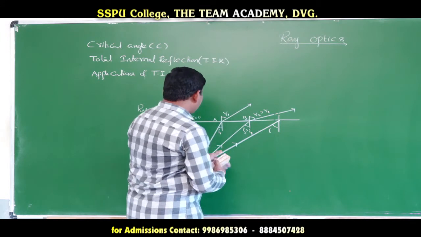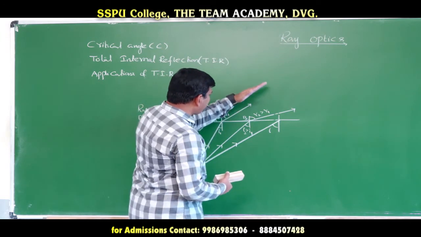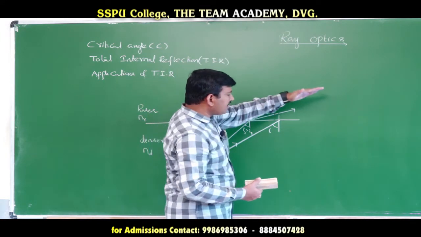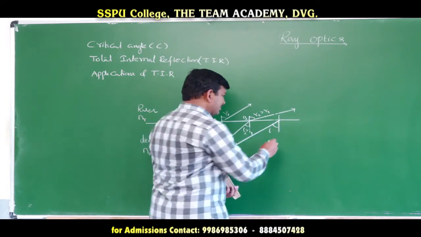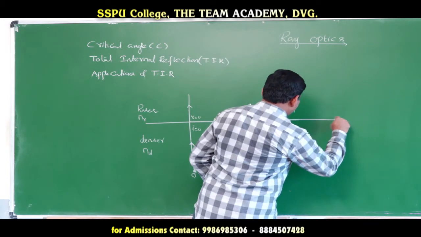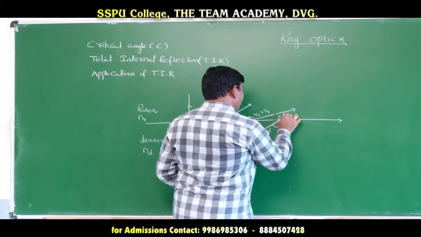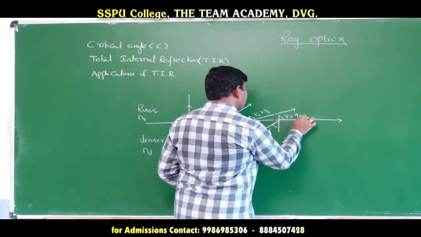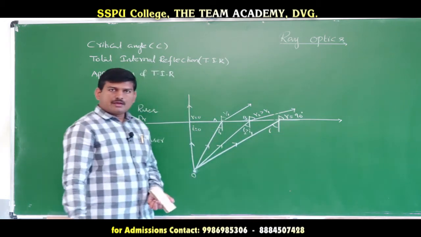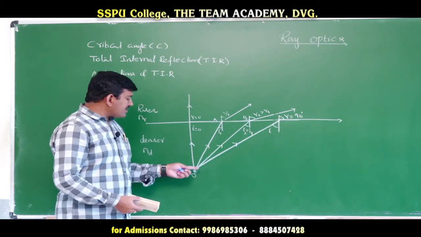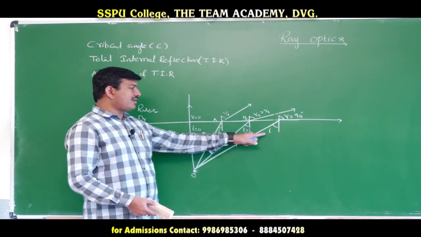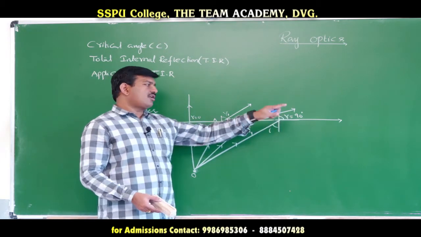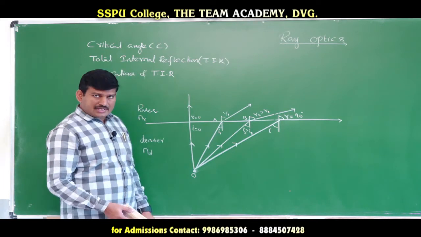So, with increase in angle of incidence, what is happening? The refracted ray is bending like this. Finally, the refracted ray is grazing the interface for a particular angle of incidence. This is the refracted ray. So, what is this angle of refraction now? Angle of refraction is equal to 90 degrees. As the light ray is traveling from denser medium to rarer medium, there exists a particular angle of incidence for which the angle of refraction is equal to 90 degrees.